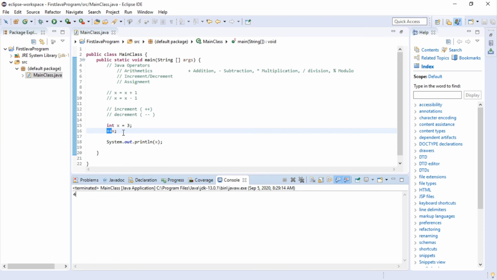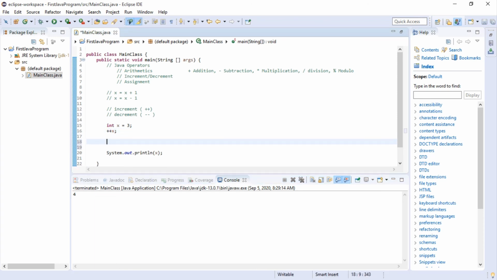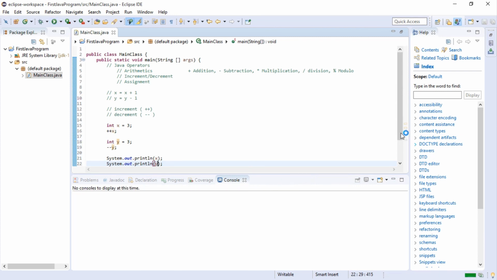Assuming we are decreasing the variable, let's use int y. Oh, sorry, let's change this to y, in order to avoid being confused. So we have int y equals the same 3. Then to decrement this, we are going to have minus minus y. We end our statement. Let's copy this because of our time. Then we print our y. Running this program, we have this.